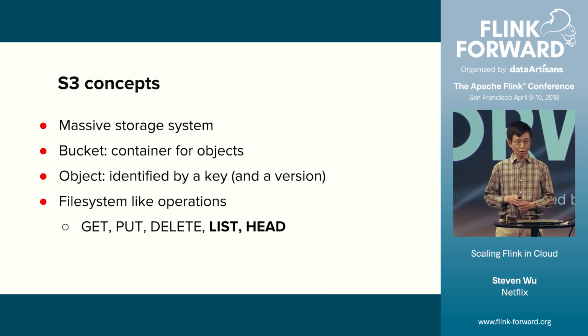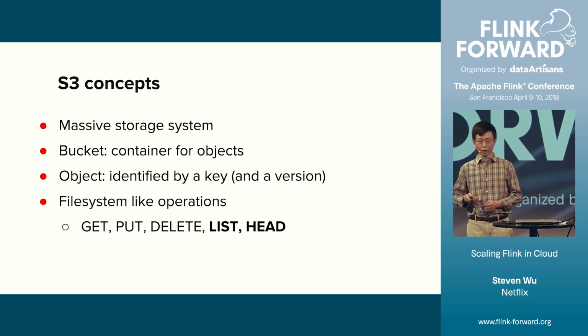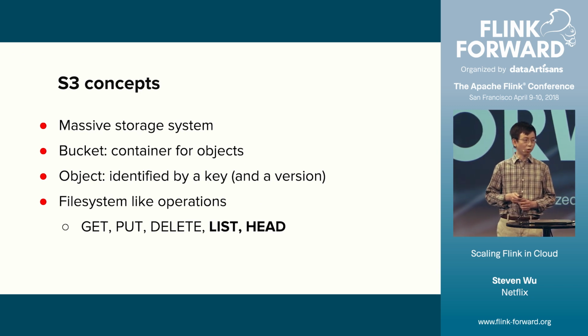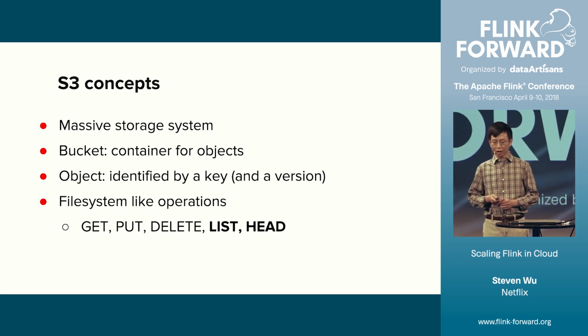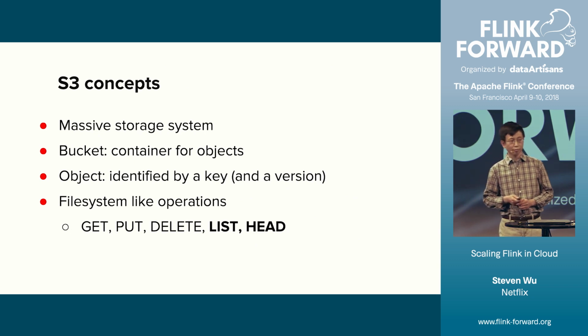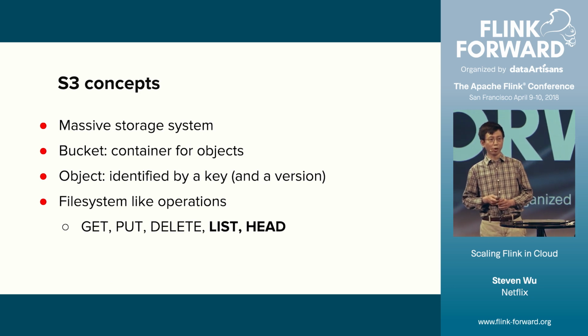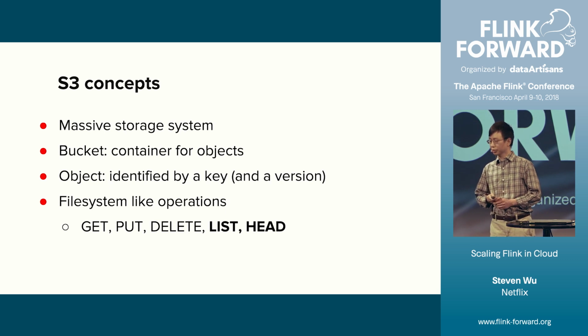S3 is a massive storage system. Our data warehouse stores about 100 petabytes of highly compressed data on S3. An S3 bucket is a container for S3 objects. An S3 object is identifiable by a key and a version if it is a multi-version object. S3 supports file system-like operations like get, delete, put, list. List basically is a prefix query on key names. And head. Head is a metadata request on an S3 object.